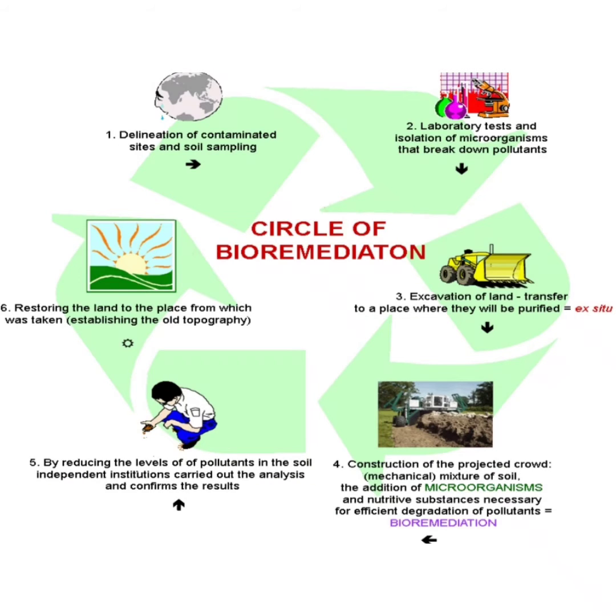Here you can see the cycle of bioremediation. First, the delineation of the contaminated sites and the soil sampling is done. Then laboratory tests and isolation of microorganisms that break down the pollutants. Excavation of the land is done and the soil is transferred to a place where it will be purified.